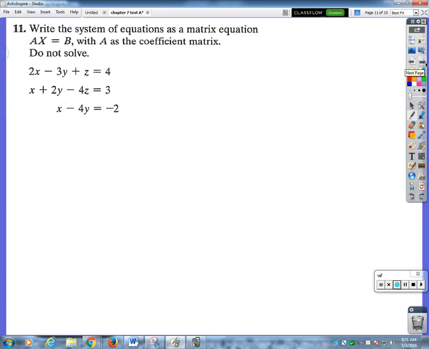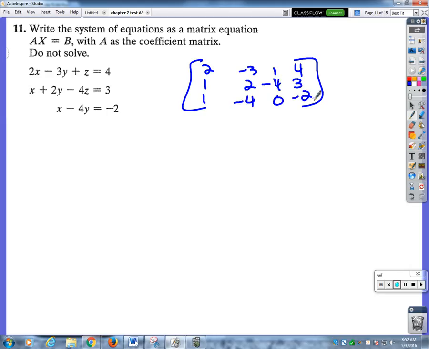Okay, write the system of equations as a matrix equation AX equals B with A as a coefficient matrix. Do not solve. So really all we're doing here is we're doing this. 2, negative 3, 1, 4. 1, 2, negative 4, 3. 1, negative 4, 0, negative 2. Okay. This is really it.